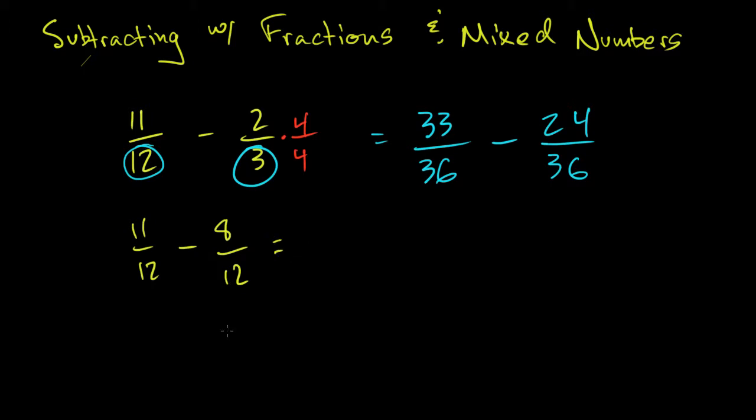Okay, well, subtracting is similar to adding. And when we add, we just add the numerators. So when we subtract, we just subtract numerators. 11 minus 8 is 3. And we keep the denominator the same, 3 twelfths. So 3 twelfths is the answer to this problem. Let's start working on subtracting mixed numbers.